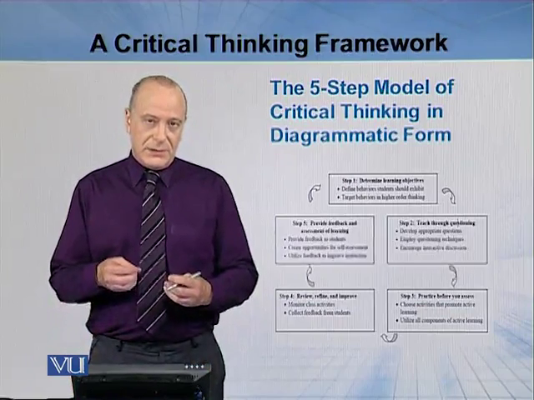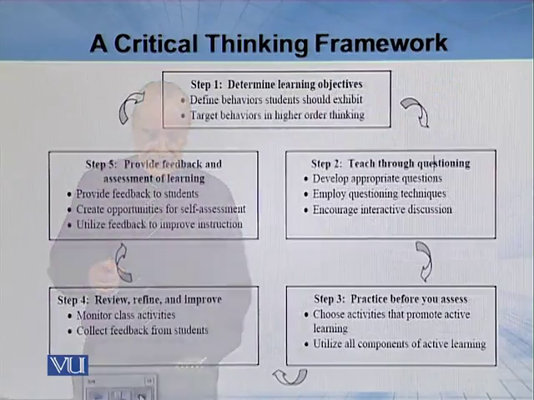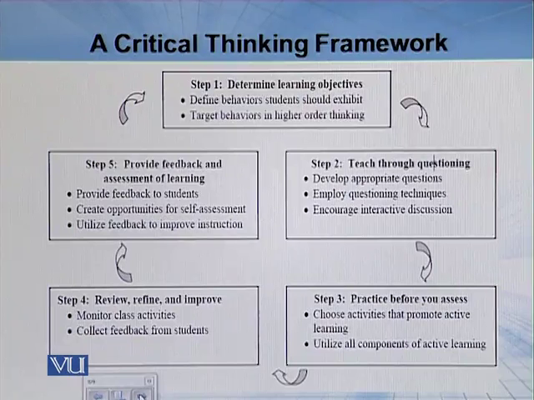And we can look at this 5-step model from a diagrammatic point of view, and here we can see the 5 steps clearly one after the other. Step 1, determining the learning objectives, clarifying the behaviours and the skills that the critical thinker brings to the classroom. Step 2, going through the questioning process in order to get good answers to those questions. Step 3, practicing before any assessment process, any sort of action process.